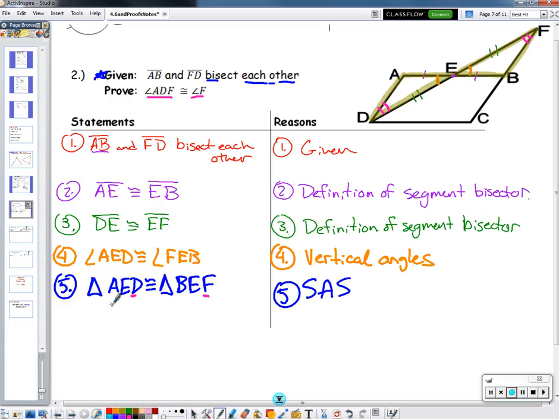So I can then use my proof line. Angle ADF is congruent to angle F. And my reason would be the new one we just learned: CPCTC, corresponding parts of congruent triangles are congruent. And we're done, because all they asked me to do was to prove that these two angles are congruent. And once I do that, I'm finished.